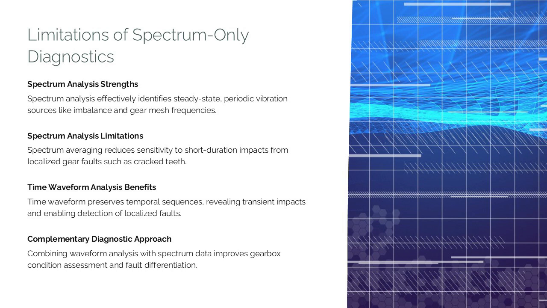Time waveform analysis addresses this limitation by preserving the temporal sequence of events, allowing engineers to directly observe these impacts. The waveform reveals pulse spacing, amplitude variation, and transient behavior that are otherwise hidden in the spectrum. This makes it possible to differentiate between distributed faults, such as wear or misalignment, and localized defects affecting individual teeth. Understanding these limitations reinforces the importance of using waveform analysis as a complementary diagnostic tool rather than relying solely on spectral data for gearbox condition assessment.